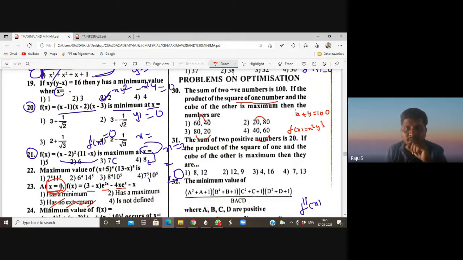Let's just consider x value is 6, y value is 4 instead of 60 and 40. So 6 square is 36 into 4 cube, which is 64. Is it maximum, or is 16 into 216 maximum? If you substitute all these values, the fourth option will give the highest value. I think so. Anyhow, we can't generally expect to work like this. Okay, so what shall we do here?